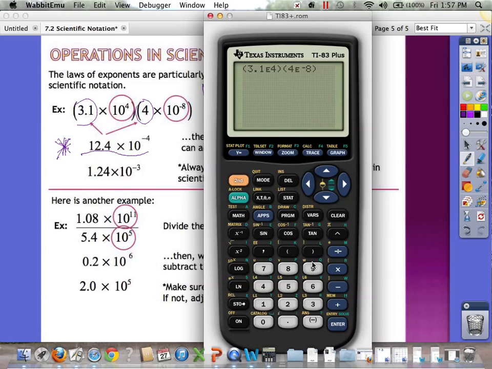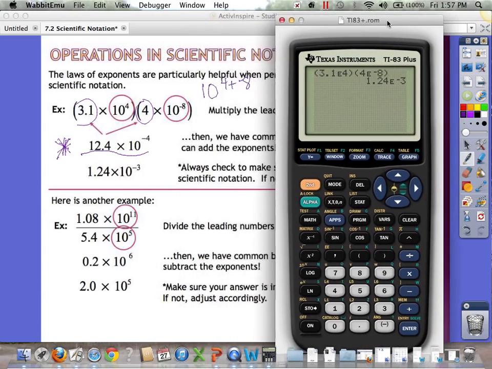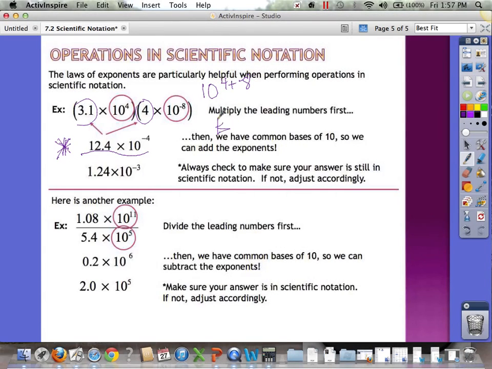A lot less typing than if you had to do it the other way, okay? So 3.1, second EE, 4, which is the exponent, and then 4, second EE, and then the exponent, which is -8, and hit enter. Notice it will give me 1.24E-3, where the E stands for times 10 to the -3 exponent, okay?